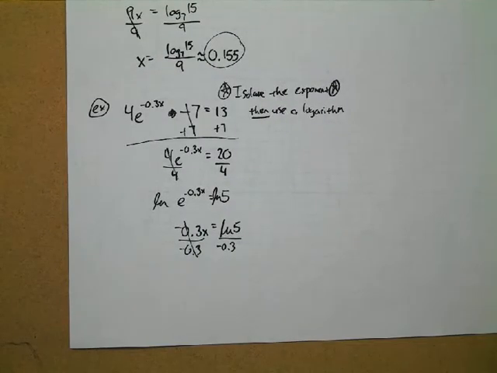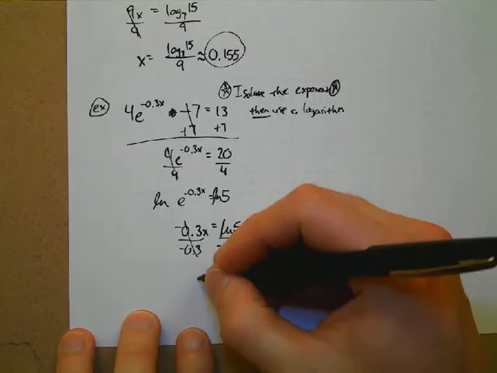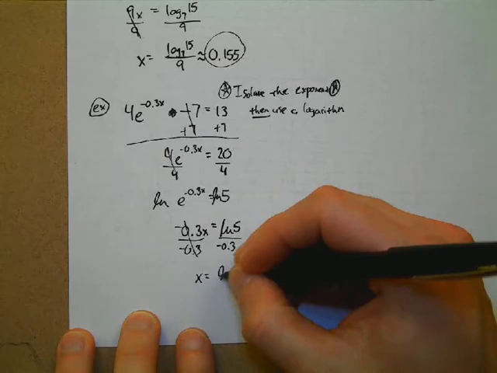And so x is precisely the natural log of 5 divided by negative 0.3, or approximately, because again we're going to get some decimal for that for certain. Natural log of 5, close the parenthesis, divided by negative 0.3. And you get about negative 5.365.